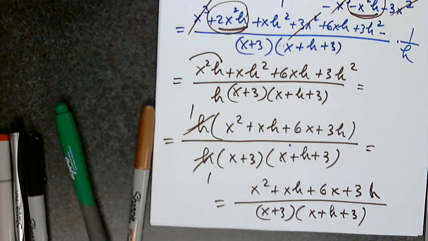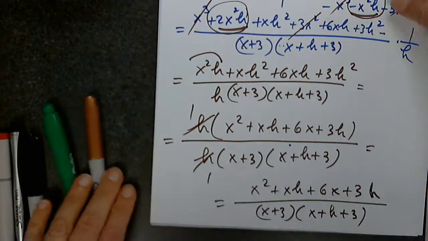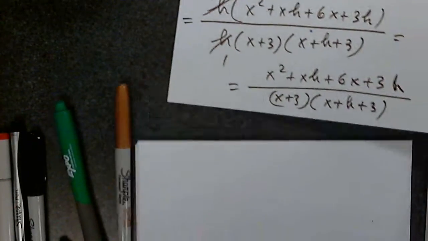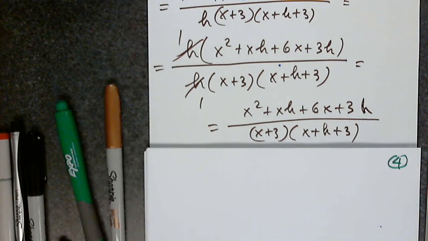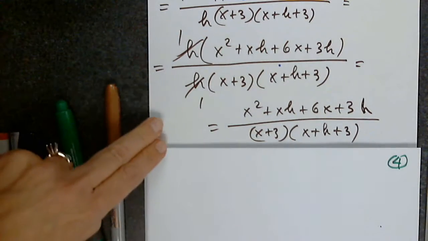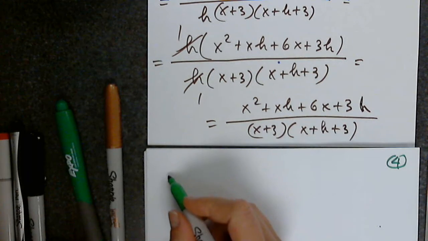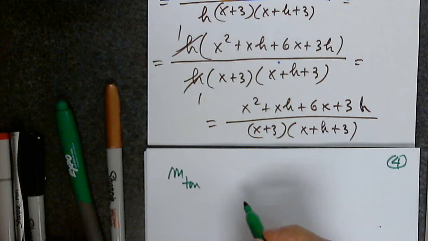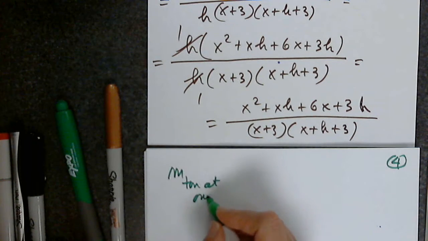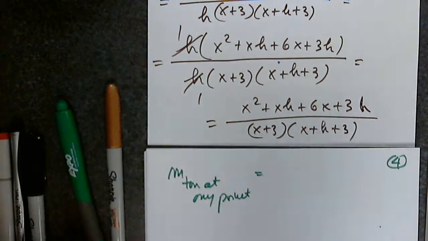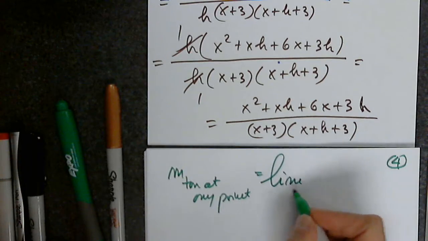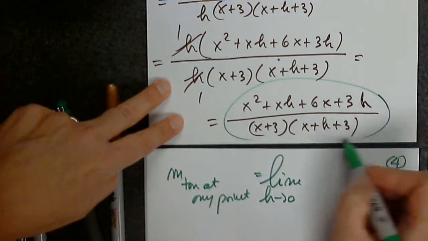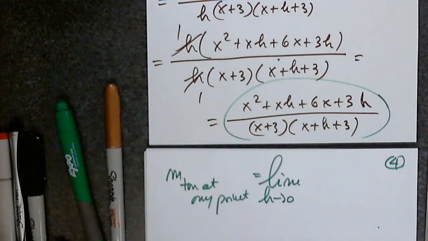And this is the difference quotient. Very similar to the problem we had on the quiz. And now let's say I'm asking you to determine the slope of the tangent line at any point. What would you do? Take the limit as h approaches 0 from the difference quotient. Exactly.